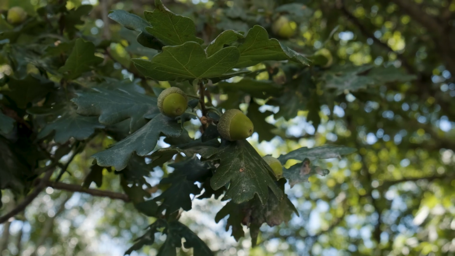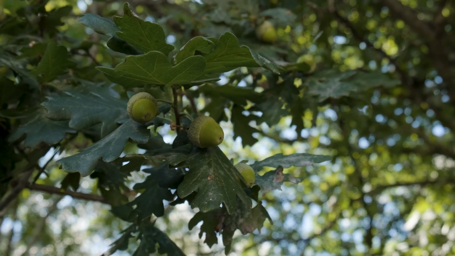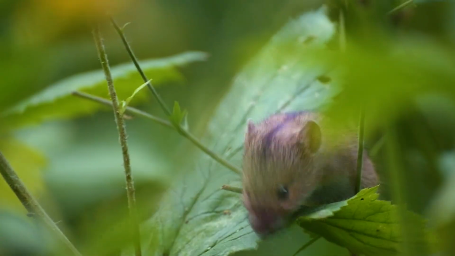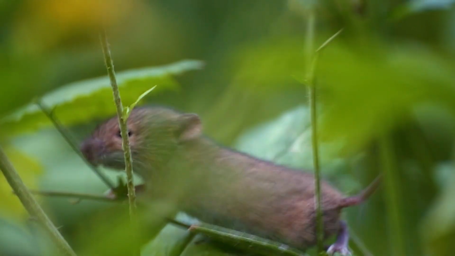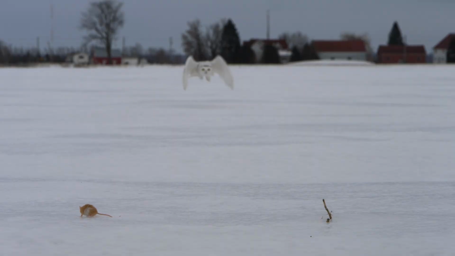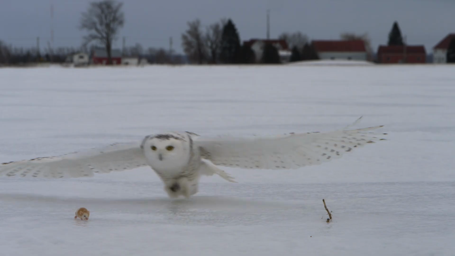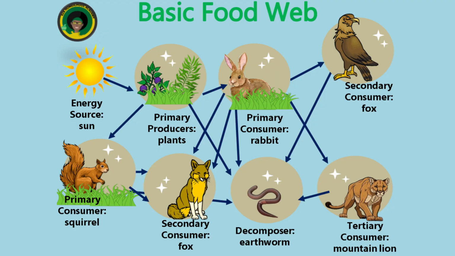For example, acorns fall off oak trees in the fall. A mouse eats the acorn. An owl eats the mouse. That is a simple food chain. When we connect many food chains together, we get a food web, which shows how everything in an ecosystem is linked.